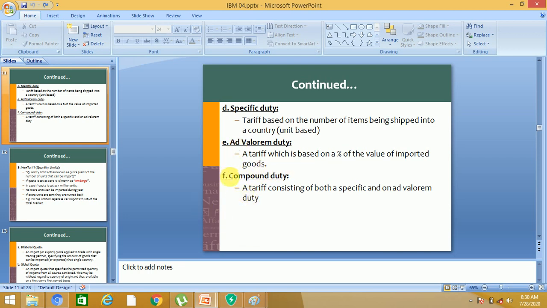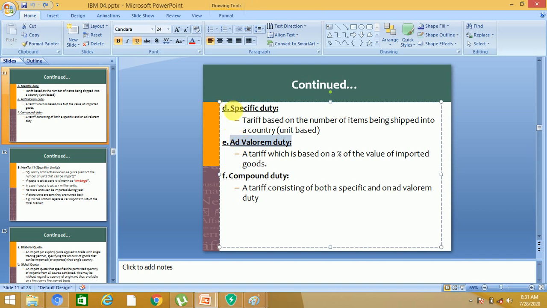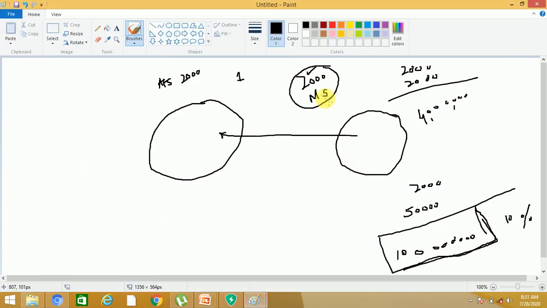Then there is a sixth type of tariff that is called compound duty. A tariff consisting of both a specific and an ad valorem duty. It is basically the combination of these two. What does it mean? It means that per unit you will pay 1000, plus of the total value you will pay 5%.